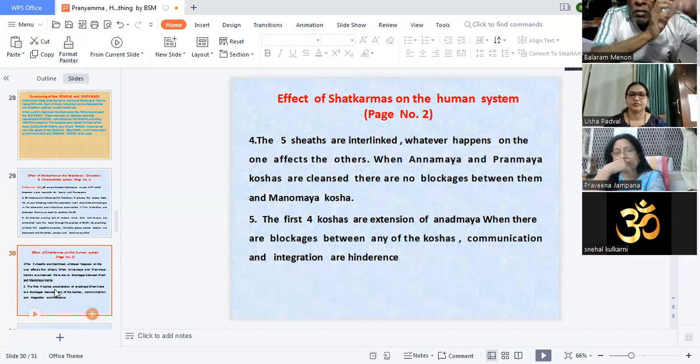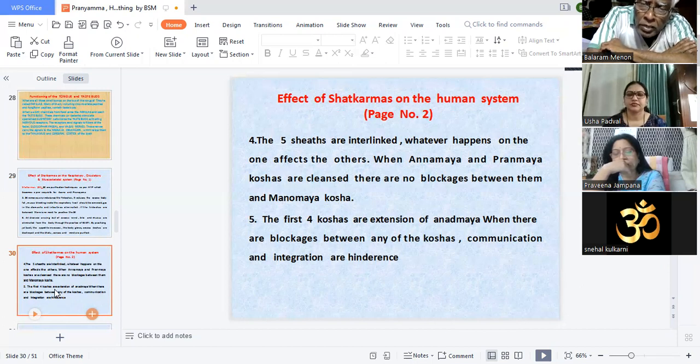Outer layer is Annamaya kosha. Inner layer is Pranamaya kosha. Then comes the third layer, Manomaya kosha. Then Vijnanamaya kosha and then Anandamaya kosha on the intelligence. The first four koshas are the extensions of Anandamaya.